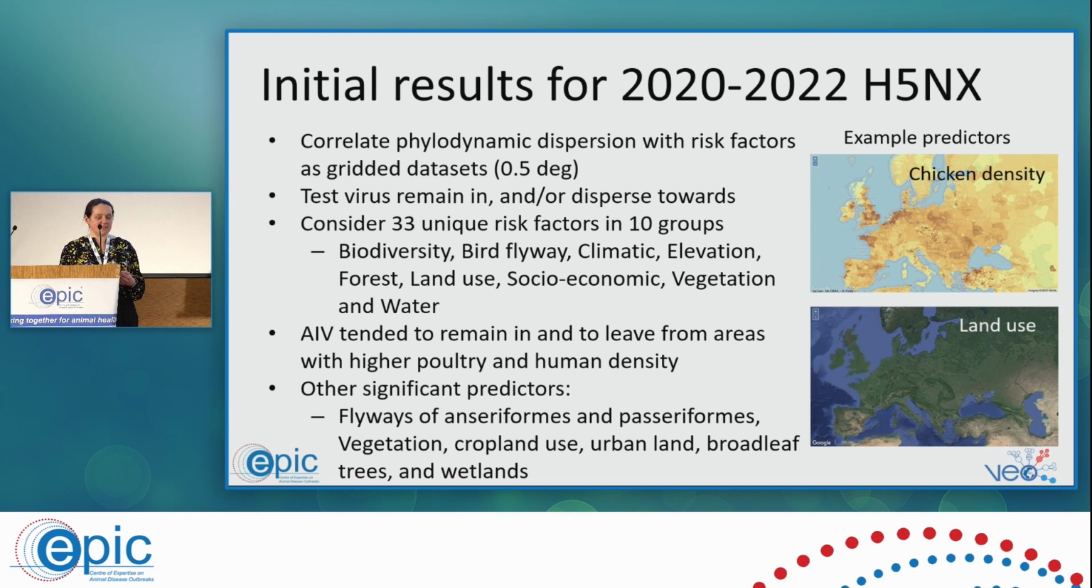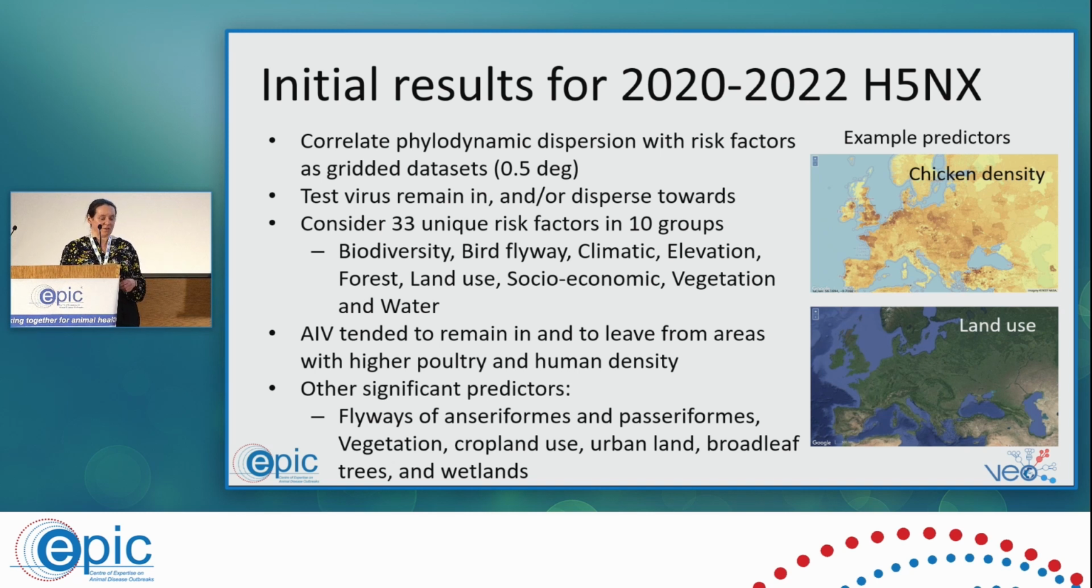We in fact had risk factors across 10 different groups. We had biodiversity risk factors, bird flyway risk factors, climatic, elevation, forest, land use, socioeconomic, vegetation, and water cover. And all these risk factors are essentially gridded maps, right? So they're giant matrices, and you're trying to see which one of those explains the thing you're calculating from your sequences.